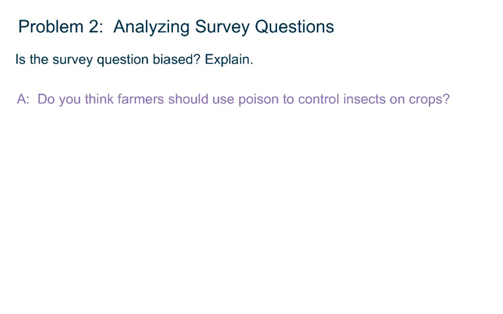So, in problem A, do you think farmers should use poison to control insects on crops? Did you notice the word poison in there? This problem is a loaded question. The reason it's loaded is because you use the word poison. Nobody wants poison on their crops. You're loading that question. Let me write loaded question here. So, of course, it has bias. Instead of poison, they could have used the word pesticide. People understand what pesticides are. Pesticides are a poison, but there are pesticides that don't affect people the way other pesticides do.